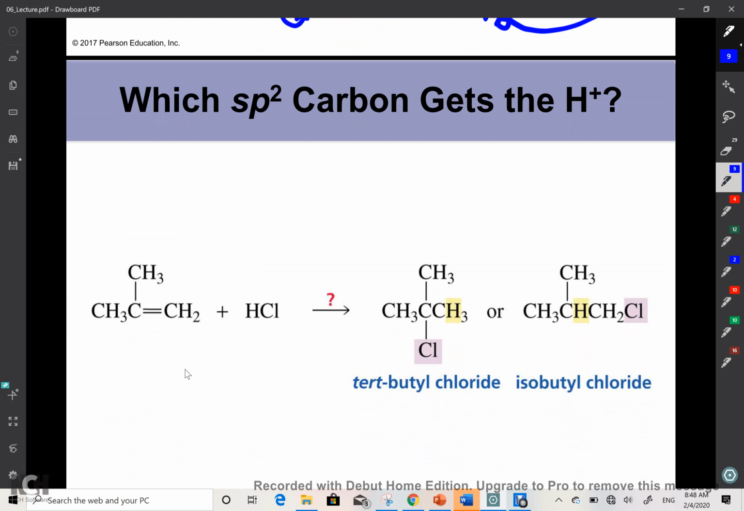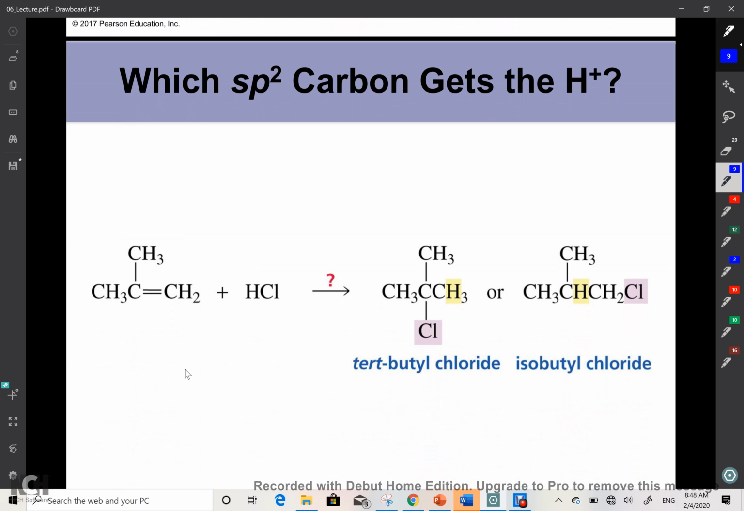That was the question, right? Which sp2 carbon gets the hydrogen? That's basically the question that Jakira asked, and we'll eventually answer it. So look at this example, this molecule. You see that on that carbon-carbon double bond, it's no longer symmetrical.